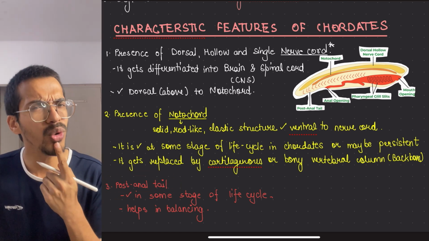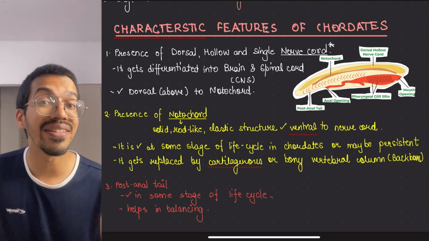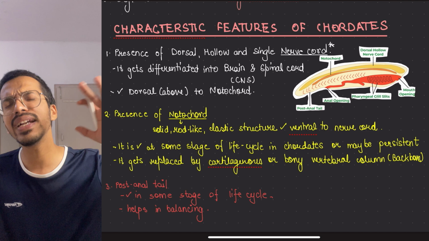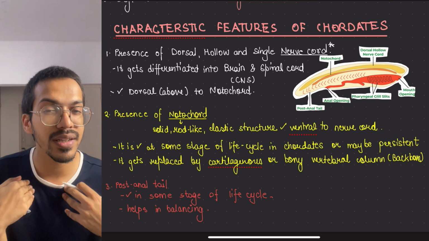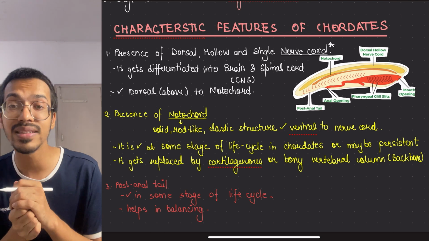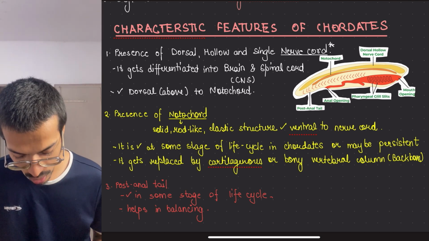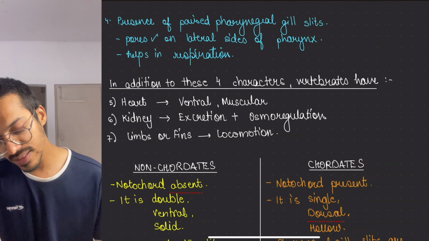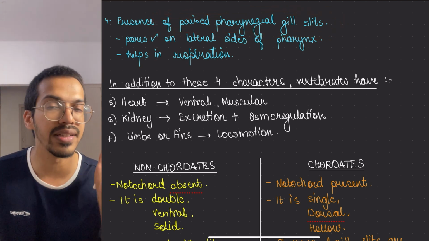You will say, sir, we don't have a tail. Where did the tail go? Actually, during the course of development, when we were embryos, there was a tail-like structure present, but it is replaced. The tail is present in other organisms, so you can see that. So at some stage of life it is present and it helps in what? Balancing. Next is the presence of paired pharyngeal gill slits.